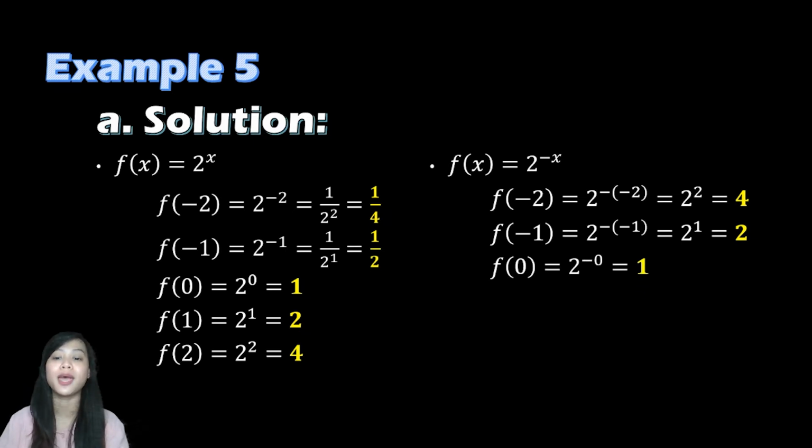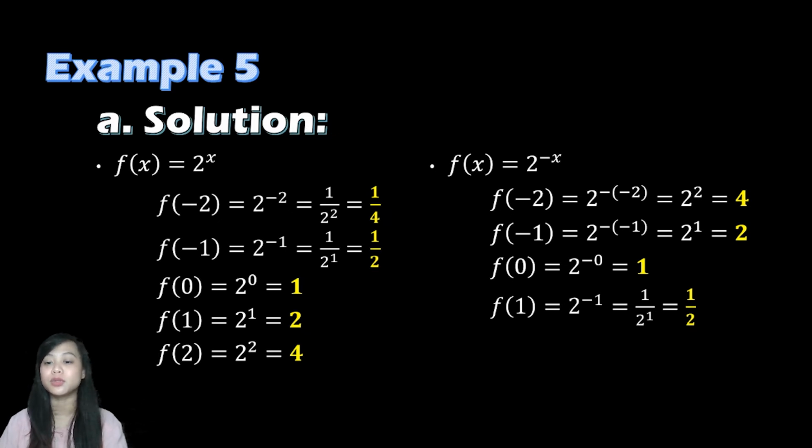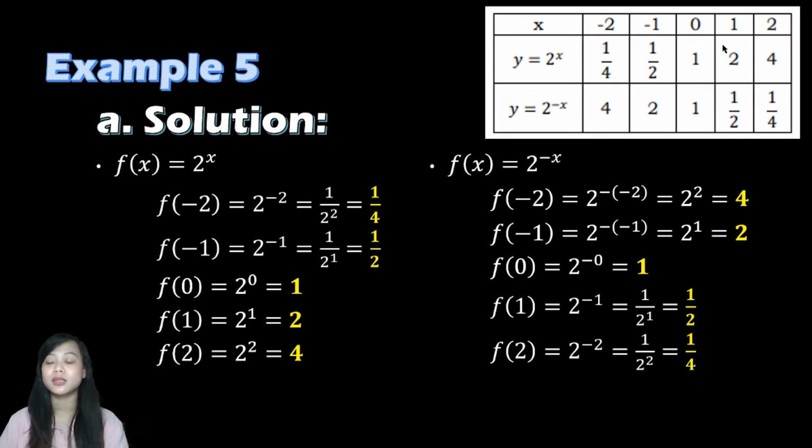For f of 0, we have 2 raised to negative 0, so we don't have a negative 0. It just means that this is 0. So 2 raised to 0 is equal to positive 1. And for f of 1, we have 2 raised to negative positive 1. So we have 1 over 2 raised to 1. This is the law of negative exponents. So 2 raised to 1 is equal to 2, so this is equal to 1/2. And lastly, for f of 2, we have 2 raised to negative 2, that is equal to 1 over 2 raised to 2, or 1/4.